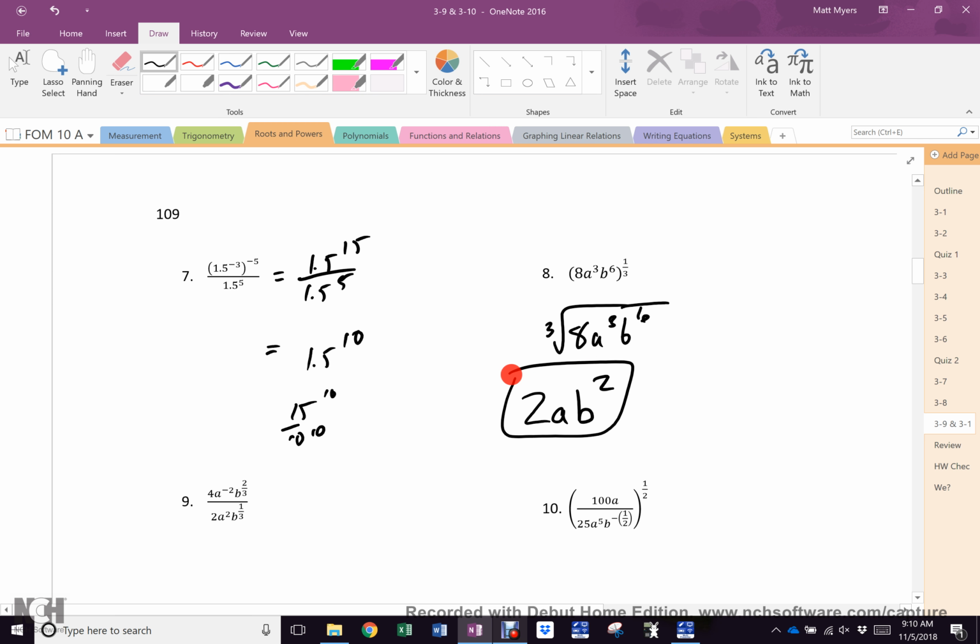Is there another way you could have done it using your exponent laws? If this was not a fraction, you would just bring it in, wouldn't you? So that's what we'd do. We'd have 8 to the 1/3. A, 3 times 1/3 is 1. 6 times 1/3 is 2. 8 to the 1/3 is 2. A to the 1 is A. B squared is B squared. And you have the same number. Everybody good? All right. Prove it. You do 9 and 10.